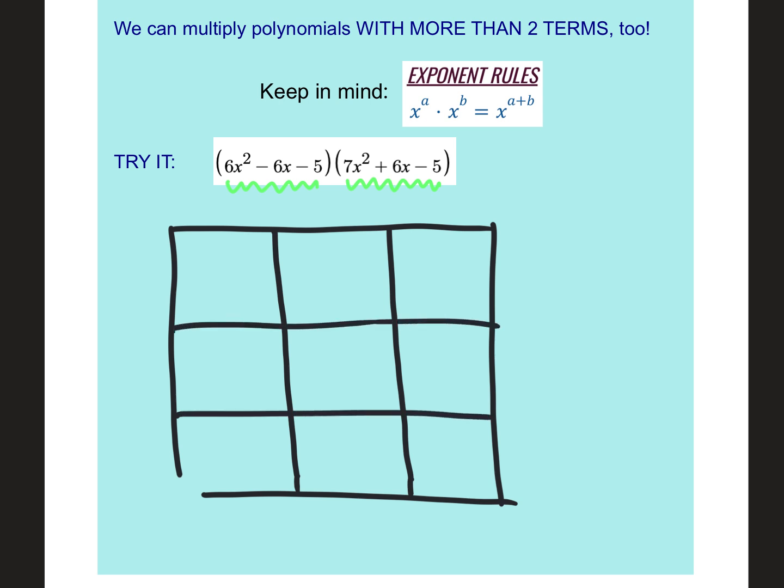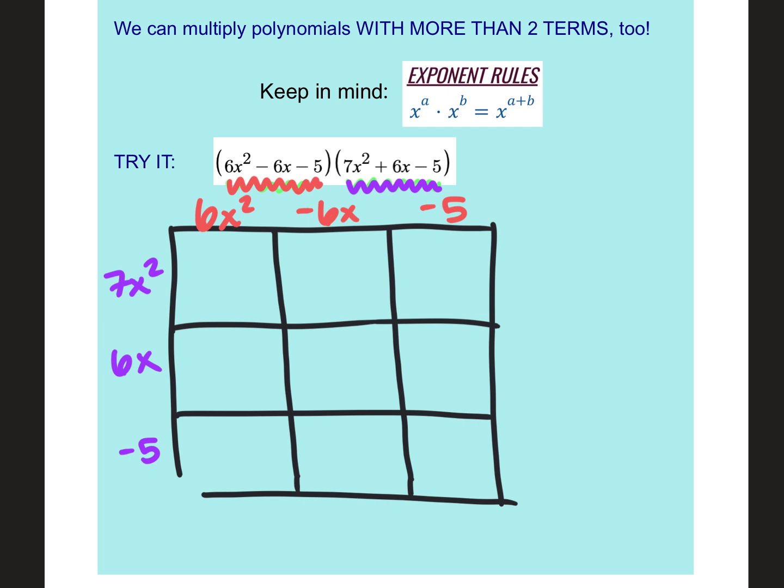Across the top of the box, I'm going to put the 3 terms of my first factor, my first polynomial, 6x squared, -6x, and -5. Across the right edge of my box, I'm going to write the 3 terms of my second factor, that second parentheses, 7x squared, 6x, and -5.